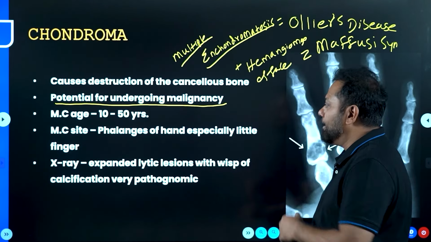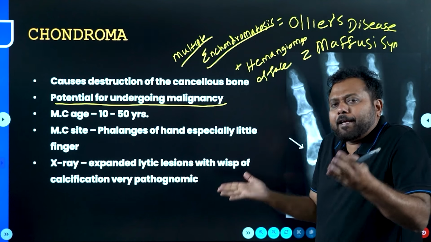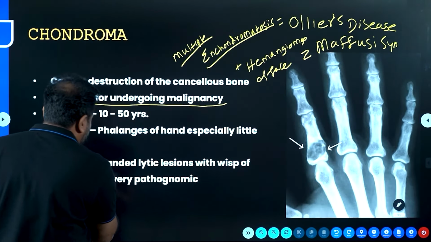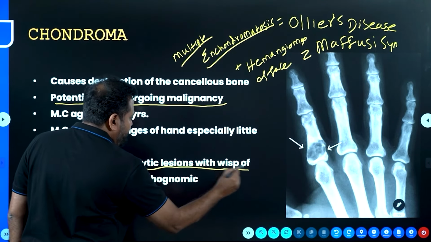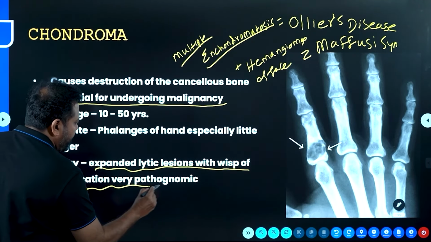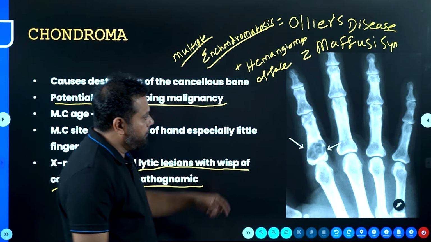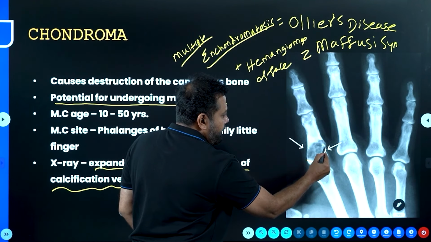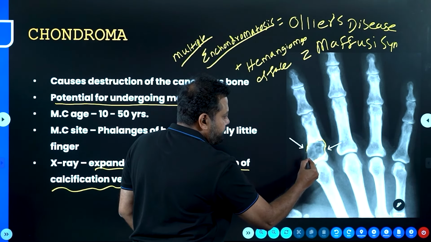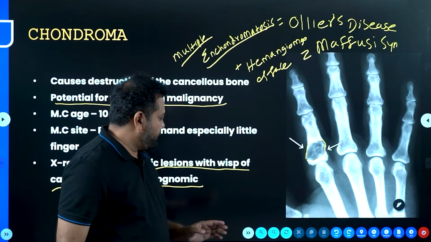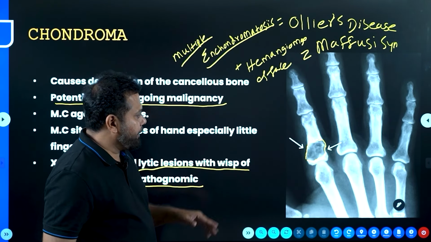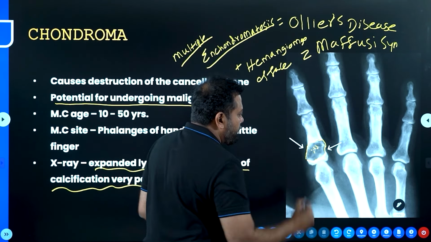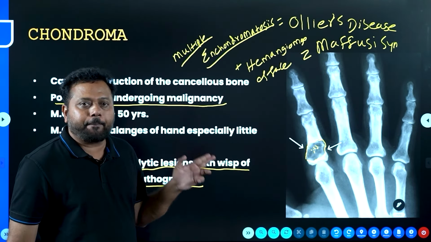Then how to diagnose? Obviously our X-ray. When you take an X-ray, it will show you an expanded lytic lesion with wisp of calcification, very pathognomonic. You look here, we are able to see an expanded osteolytic lesion with small calcifications inside it. This is very pathognomonic.